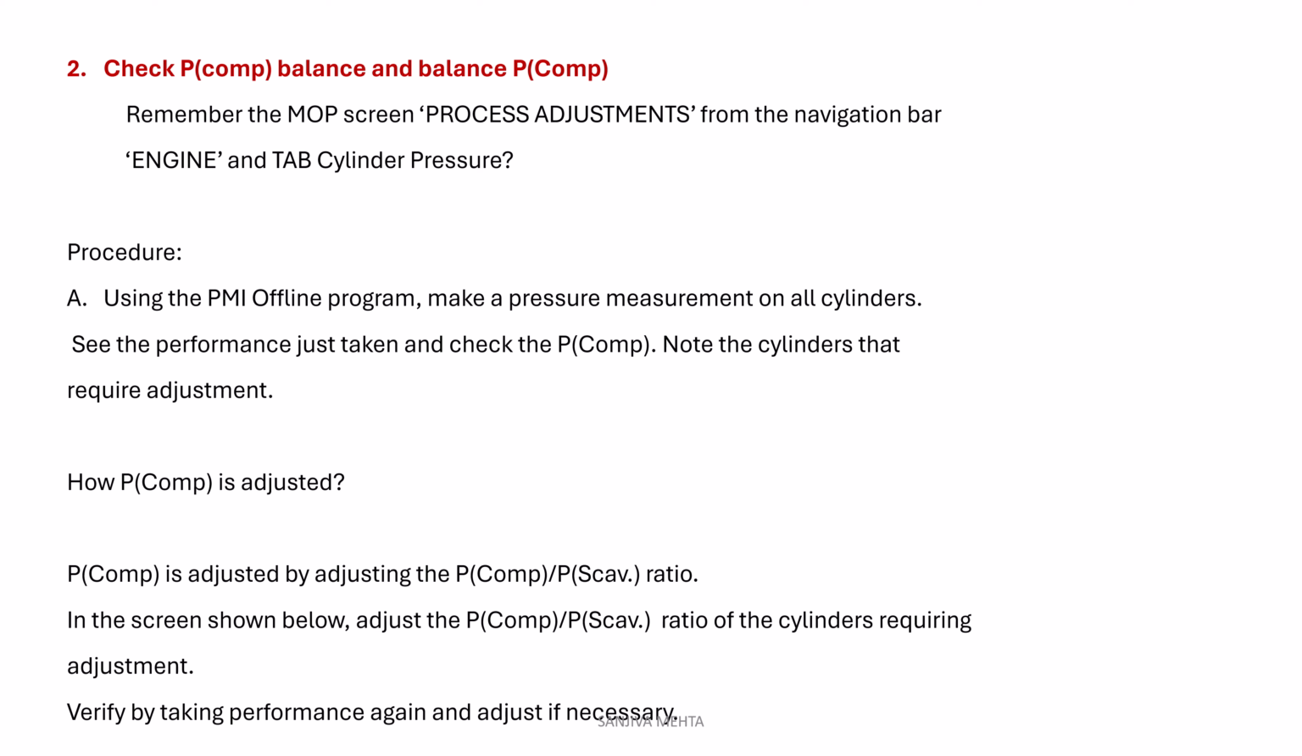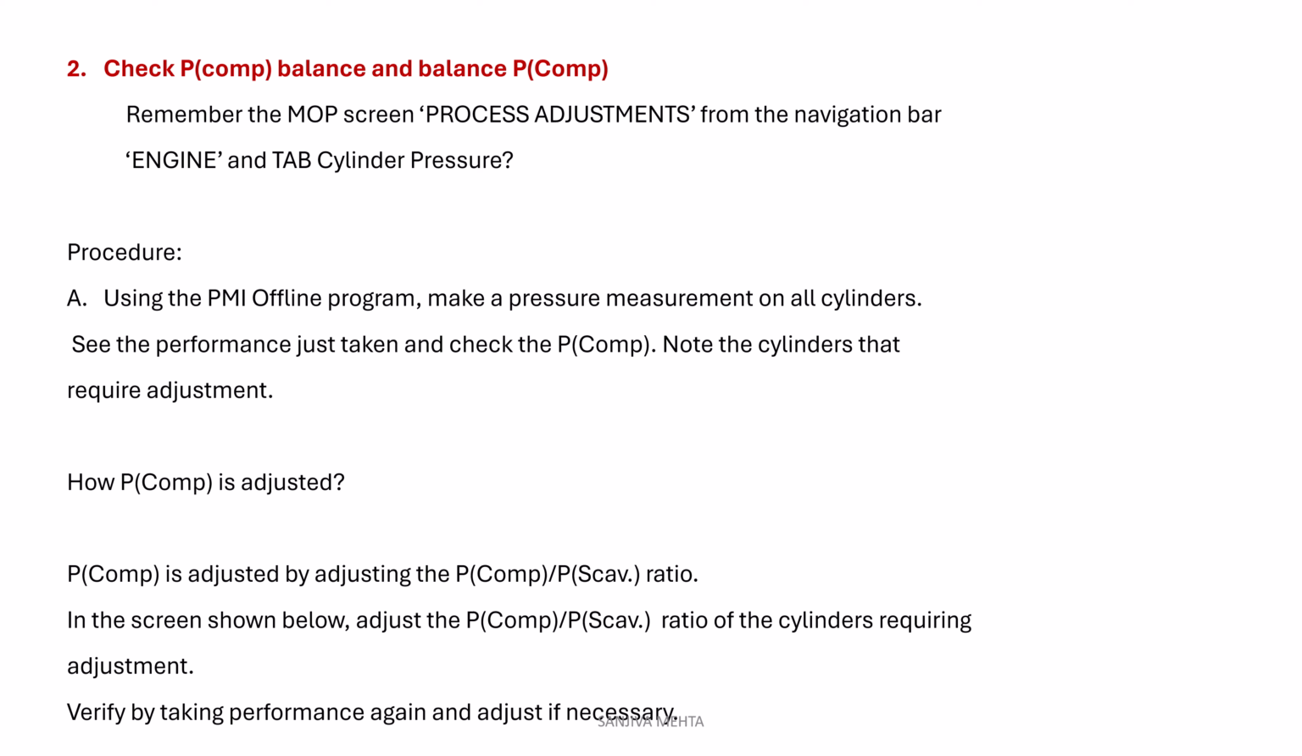What do you do now? Check PCOM balance and balance PCOM, the compression pressure. Again, process adjustment, engine and tab. Now this is not the cylinder load. You go to the next screen, cylinder pressure. Procedure: using the PMI offline program, make a pressure measurement on all cylinders, see the performance just taken, and check the PCOM. Note the pressure, note the cylinders that require adjustment.